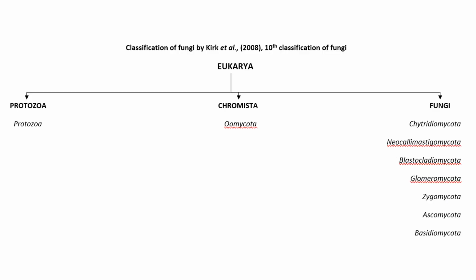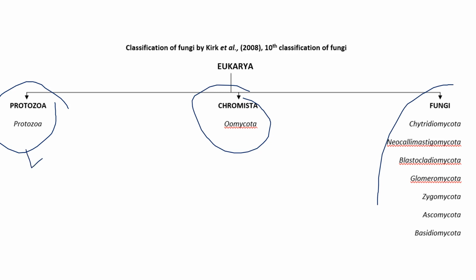So this is the Kirk et al. classification, that is the 10th Dictionary of the Fungi. This domain Eukarya is actually divided into three: Protozoa, Chromista, and Fungi. So we'll start with Protozoa. What are the classifications and what are the detailed things in Protozoa? Now we'll see.